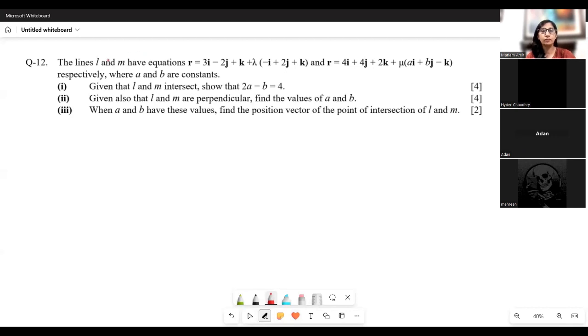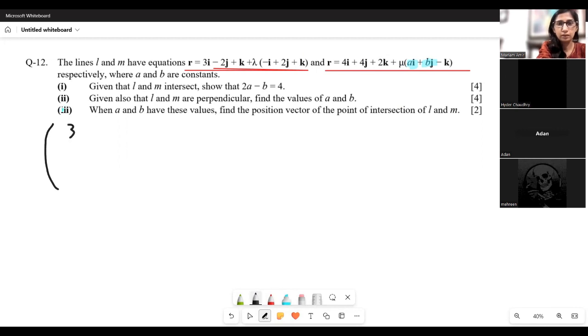Lines L and M have equations r equals this. So we have two vector equations, L and M respectively, where a and b are constants. So there are more unknowns here apart from lambda and mu. There's an a here and there's a b. Given that L and M intersect, if the two lines intersect, that means we can start solving them simultaneously. Show that 2a minus b is equal to 4. Okay, so let's solve them simultaneously.